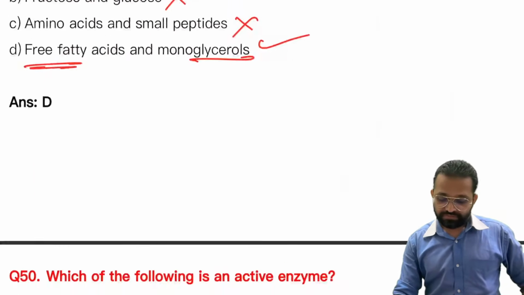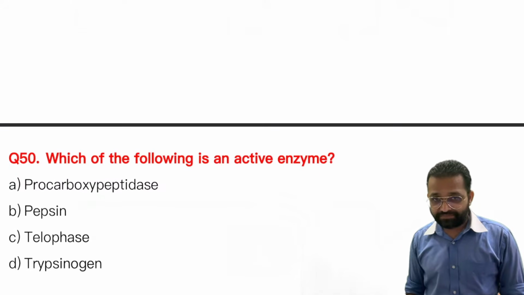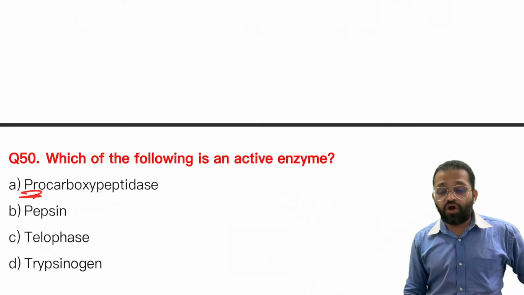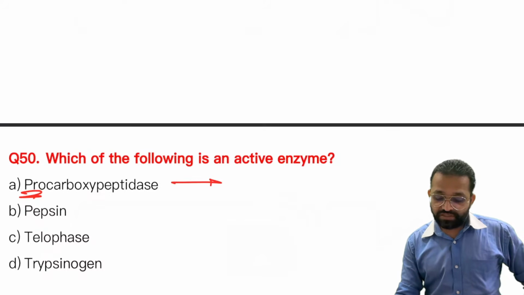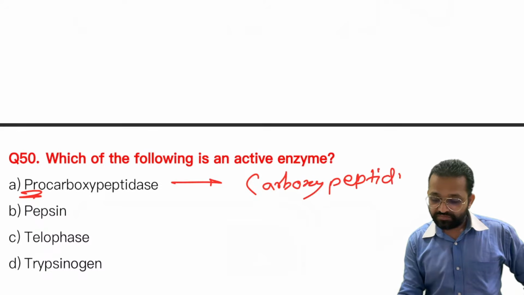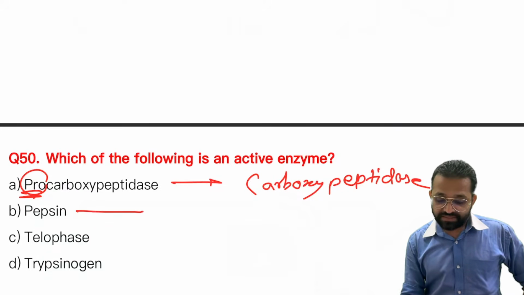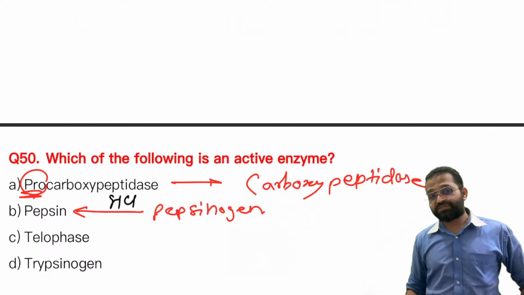Perfect, Ankush. Come to the last question. Which of the following is an active enzyme? Procarboxypeptidase, it is already saying, yes, it will convert into carboxypeptidase. Pro means precursor. Pepsin, yes, sir. Pepsinogen in the presence of HCl is converted into pepsin.